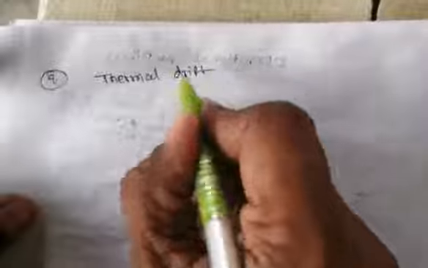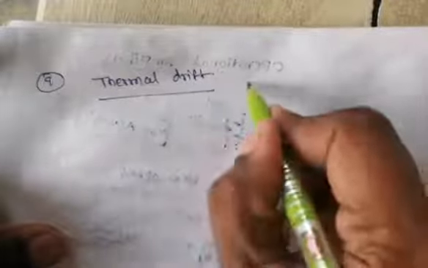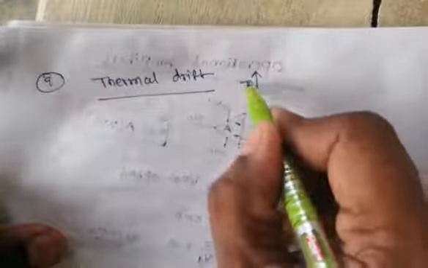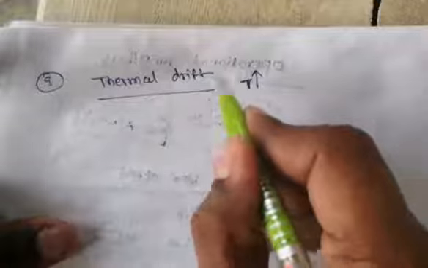Next point we will define is thermal drift. What is the meaning of thermal drift? It means how the parameters change with temperature. With a change in temperature, which parameters are changed, we will discuss in thermal drift.